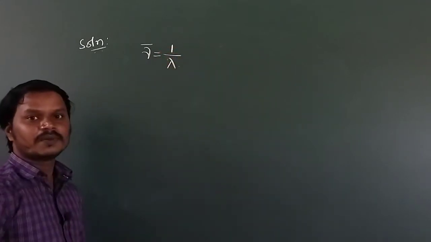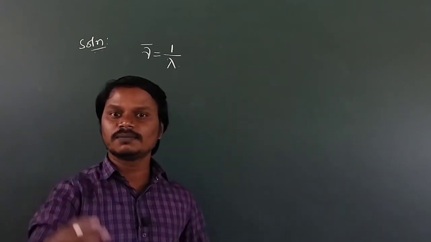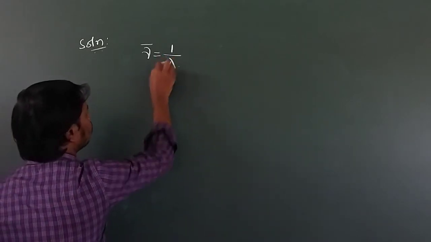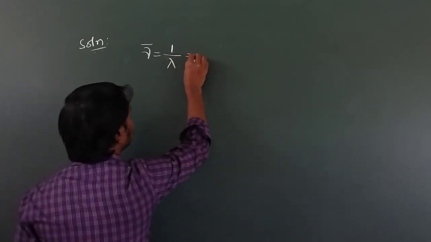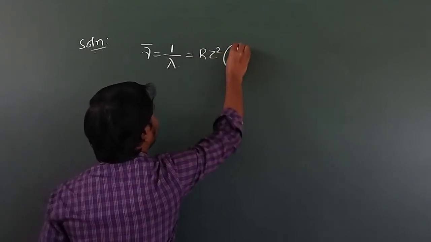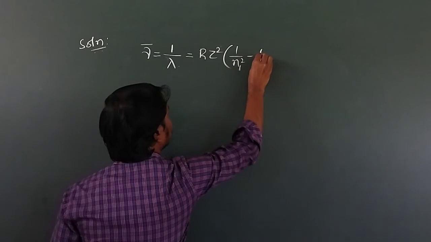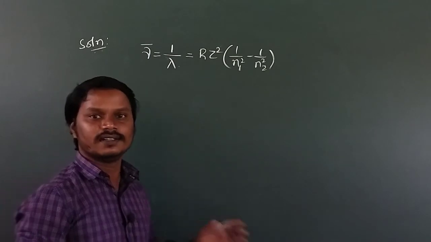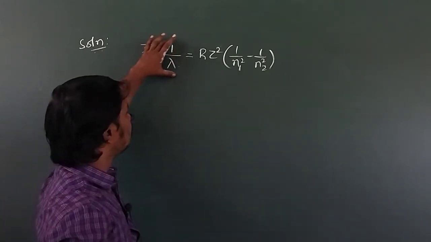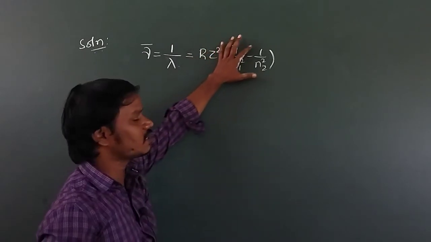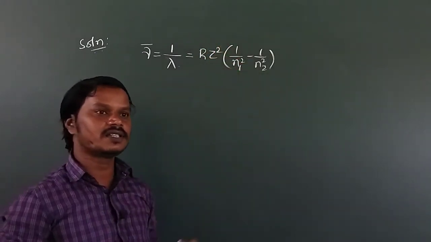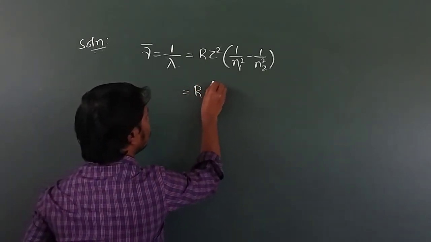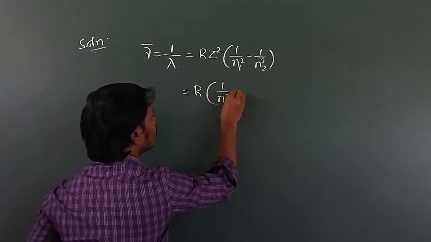Now what we have to find? We have to find the wavelength of the last line in the Balmer series, because the Balmer series is given. Now how to find that? 1 by lambda is equal to RZ square, 1 by n1 square minus 1 by n2 square. This is the formula used to find the wavelength of the spectral line in the given series. But for the hydrogen atom, the atomic number is 1.